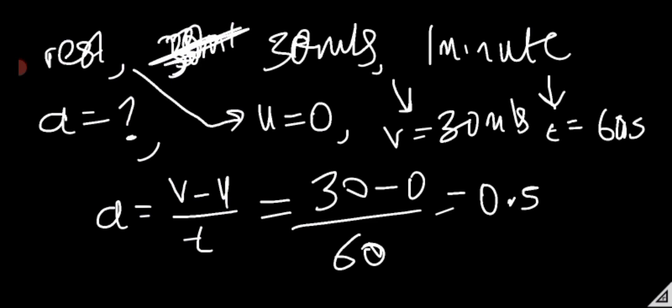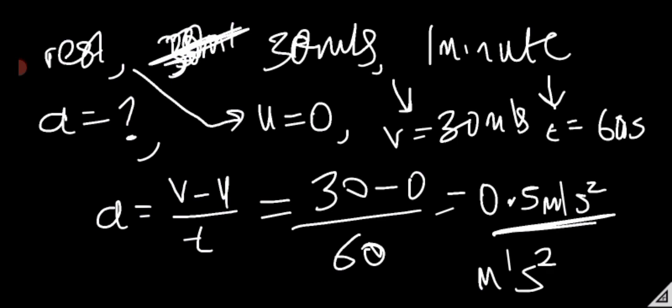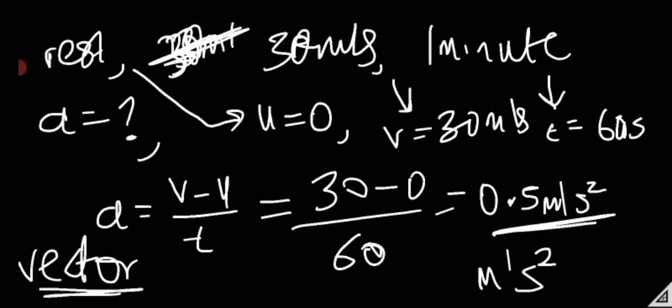0.5 meter per second square. So that's the answer. Oh, sorry, I didn't drop the unit for acceleration. The unit is meter per second square. That's the unit for acceleration, and acceleration is a vector quantity. Acceleration is a what? Vector quantity.